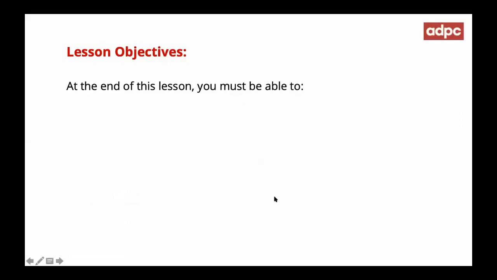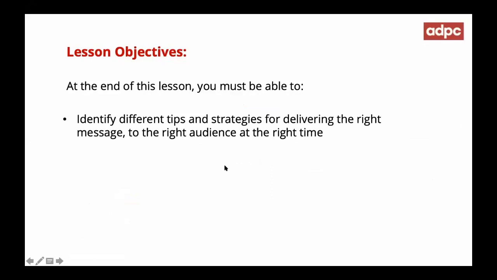So for this lesson, we have the following objectives. First, we'll identify the different tips and strategies for delivering the right message to the right audience at the right time. In the previous lessons you've had, you were taught how to develop the right message and who the right audience is. We'll be going back to them on those topics, but what is important here is at the right time. We'll emphasize here the importance of timing.